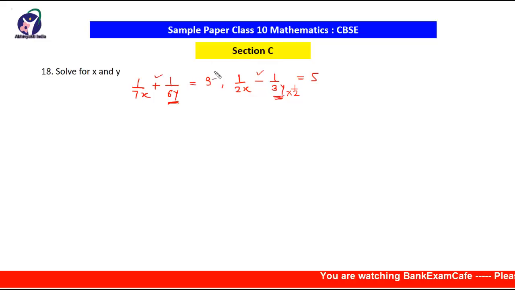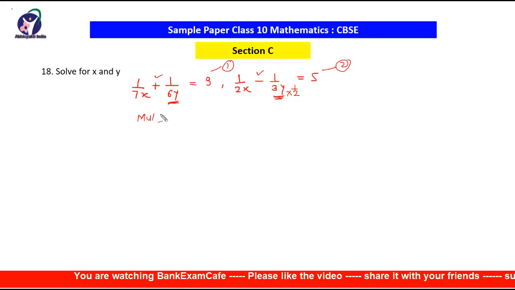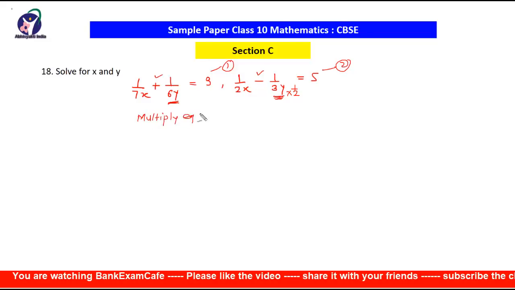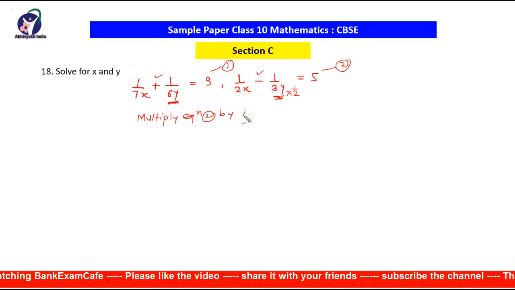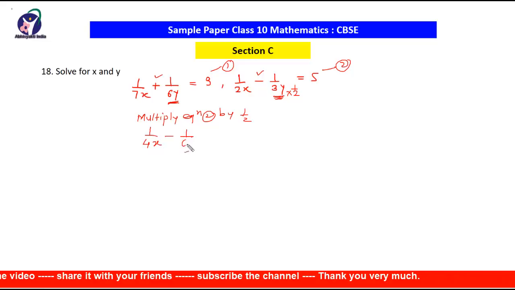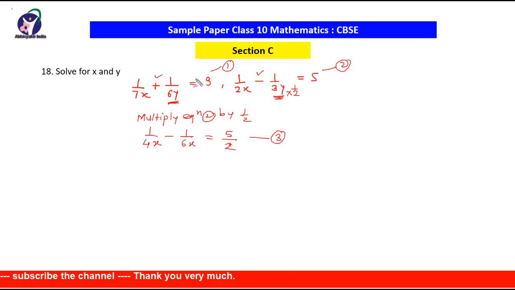So let this equation be equation number 1, and this be equation number 2. So we will multiply equation number 2 by 1/2. If you multiply this equation 2 by 1/2, it will be 1 by 4x minus 1 by 6y, which is equal to 5 by 2. And so let this equation number be 3. And now we will add this equation number 1 and equation number 3. So this should be y.